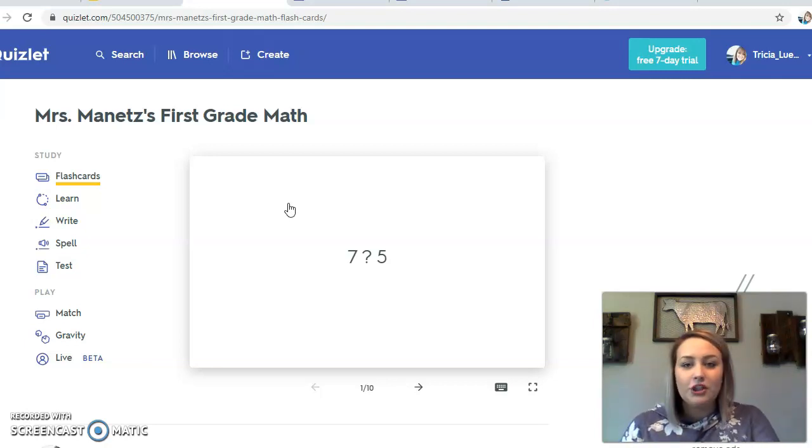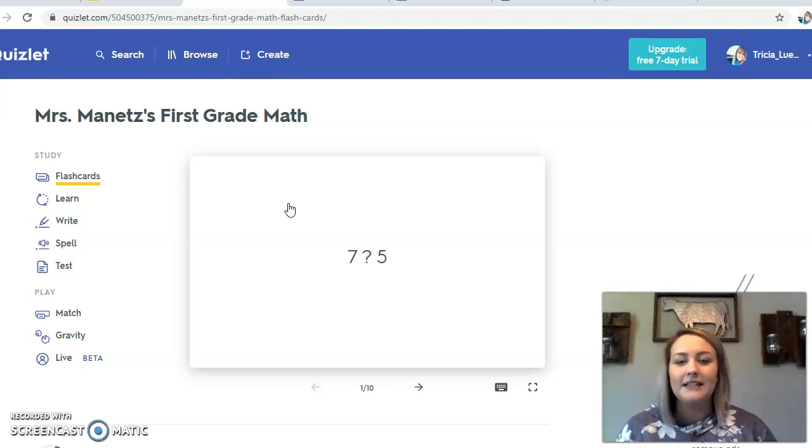And it is going to be multiple choice, so you can pick greater than, less than, or equal to. So you pick your sign. You have to know your signs and you have to know what they mean to answer the questions.